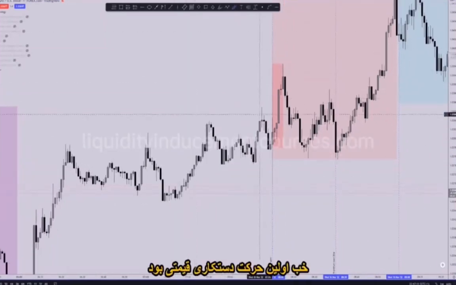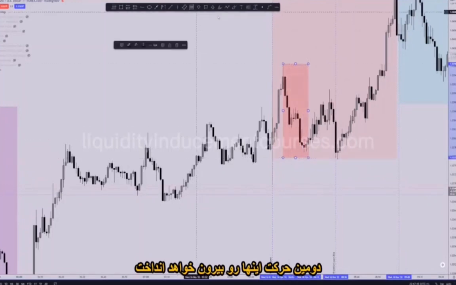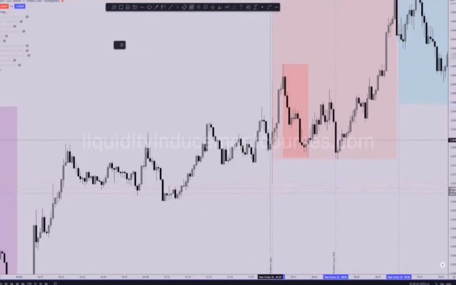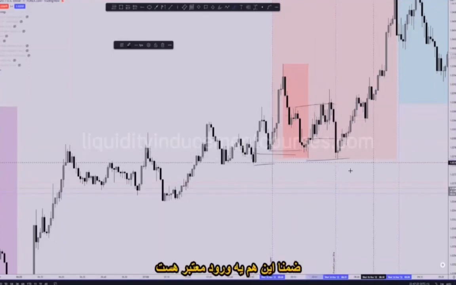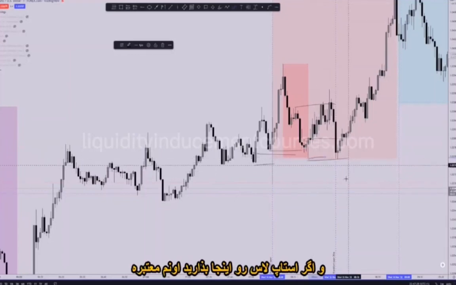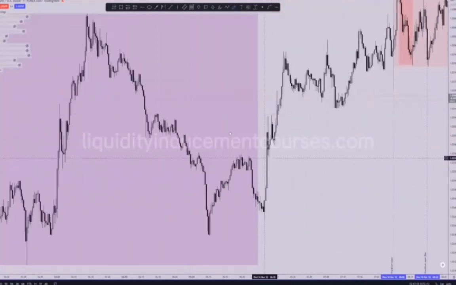So the first move was a manipulation. The second move to take this guy out was a manipulation, right? Mitigated this, and we broke structure. By the way, this would be a valid entry, and if you put your stop loss here, it would be a valid stop loss. But yeah, happens.